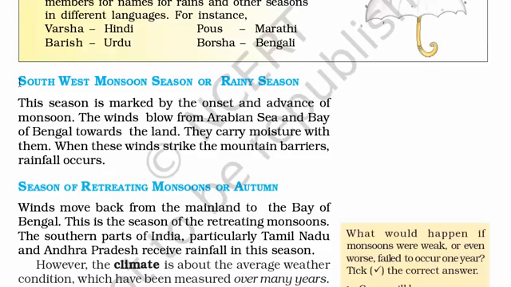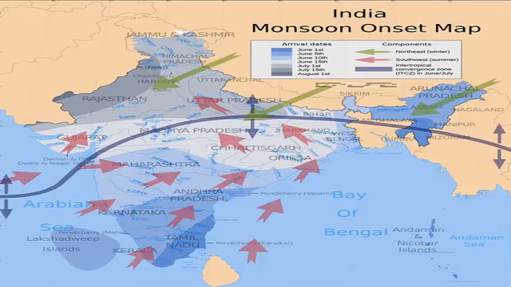In page 2 we'll read about the southwest monsoon season or rainy season. This season is marked by the onset and advance of monsoon. The winds blow from the Arabian Sea and Bay of Bengal. So the reason behind monsoon in India is the winds that come from the south side, which is from the Arabian Sea, that is southwest, and Bay of Bengal, which is southeast. Remember this, Kerala is the first state in our country to witness monsoon.